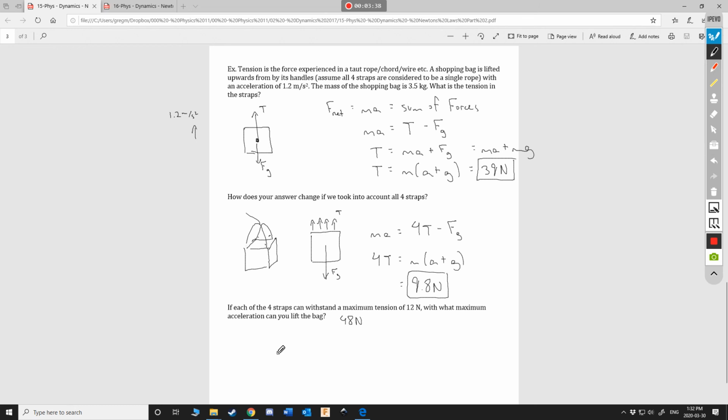Okay, so we're going to write down MA is equal to tension minus force of gravity. And we know that MA is equal to T minus mg. So we get 3.5 kilograms times A is equal to 48 newtons minus 3.5 kilograms times 9.81. Plugging this all in, we get A is equal to 3.1 meters per second squared.